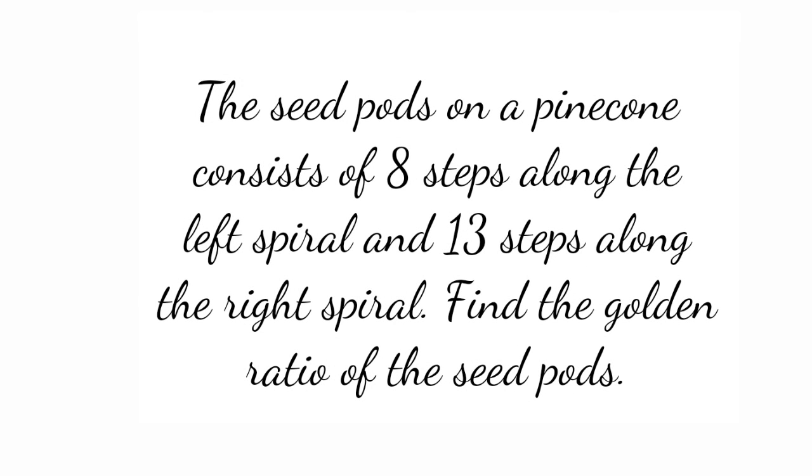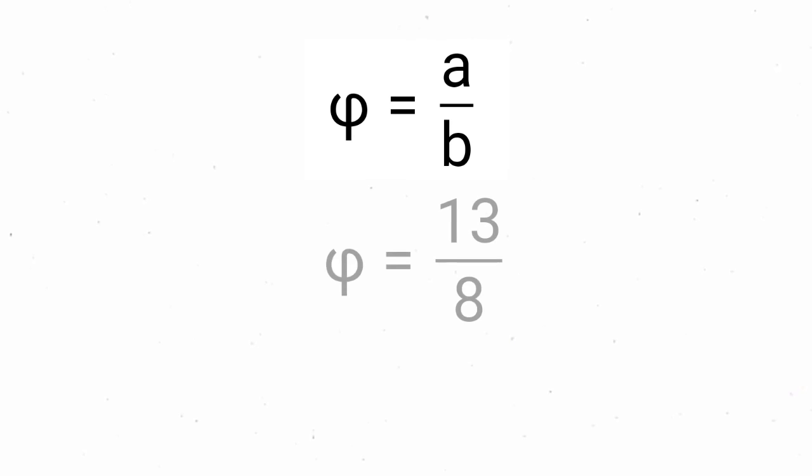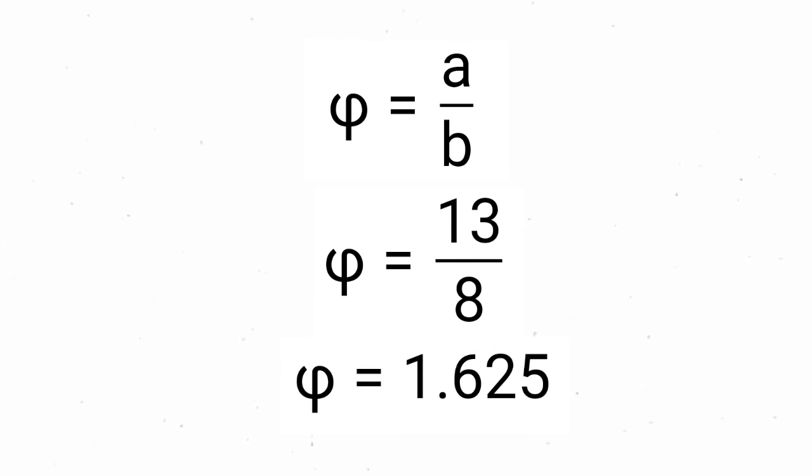The seed pods on a pine cone consist of 8 steps along the left spiral and 13 steps along the right spiral. Find the golden ratio of the seed pods. To get the golden ratio, the formula is a over b is equal to phi, or phi is equal to 13 over 8, and the answer is 1.625.